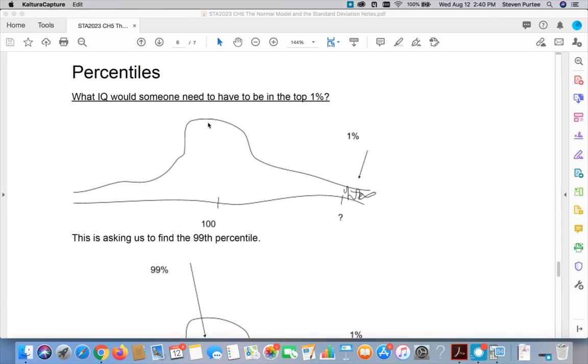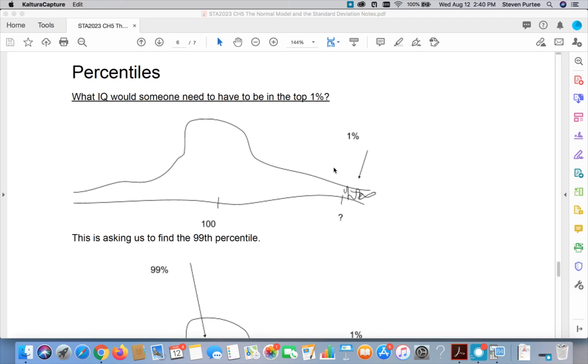Okay, we are still working with the normal model with IQs, which have a mean of 100 and a standard deviation of 15. Now we want to flip things around a bit. Now I want to know what IQ would someone have to be in the top 1% of all IQs. So now I've given you the percentage and I want the IQ. We're working backwards. We call this a percentile problem.